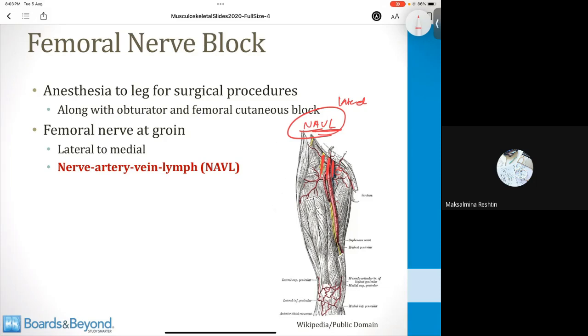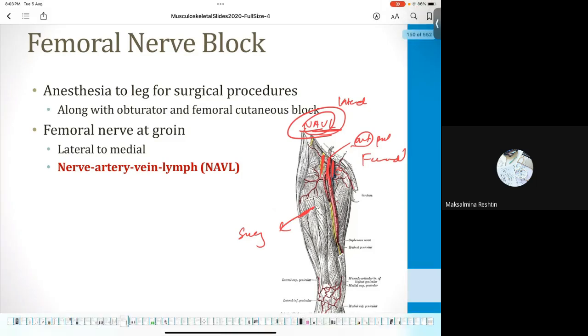Sometimes, for example, if I'm doing any kind of surgery in the anterior leg, we have to anesthetize the femoral nerve. How do we do that? That's really easy. First of all, you have to look for the artery, and we know that the nerve lies lateral to the artery. We know that the artery pulsates, so we look for the pulsation, and at the lateral aspect of that pulsation, we give a femoral nerve block if we need to do any kind of surgery in the anterior leg.